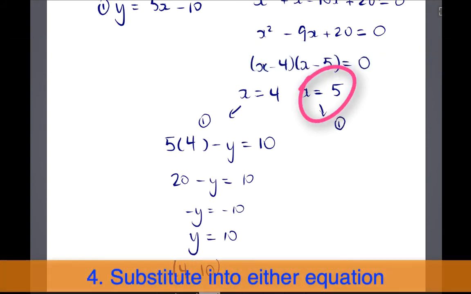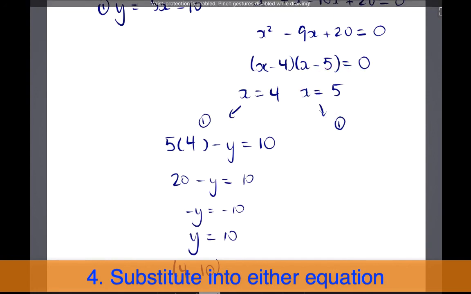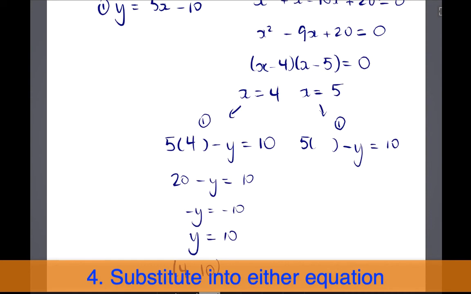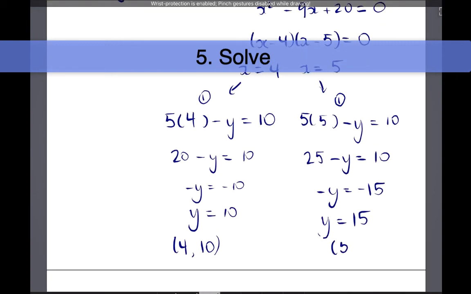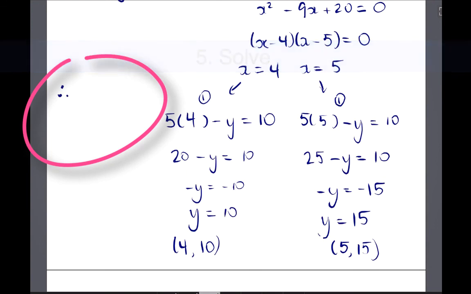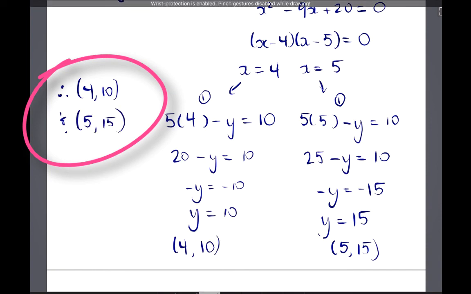Let's sub that again into equation 1. You could sub it into equation 2, but why? Why would you want to do all that extra work? Once again, we have 5x minus y equals 10. We know that the x is a 5, so we sub that 5 in for the place of x. And now we have 25 minus y equals 10, negative y equals negative 15, y equals 15. Of course, what that means is when x equals 5, y is a 15. So we can now write ourselves a little answer statement. Therefore, (4, 10) and (5, 15) are the solutions to this system here.